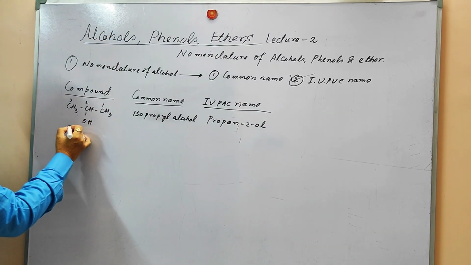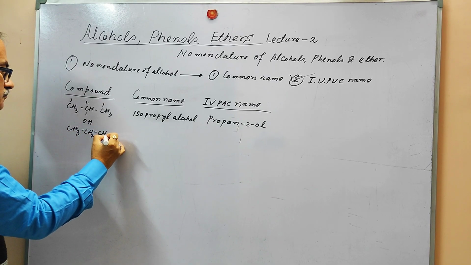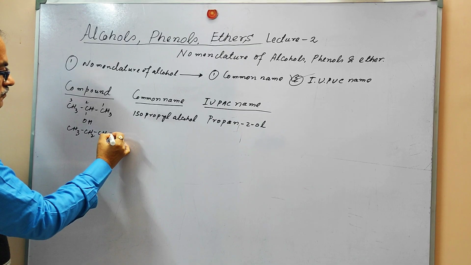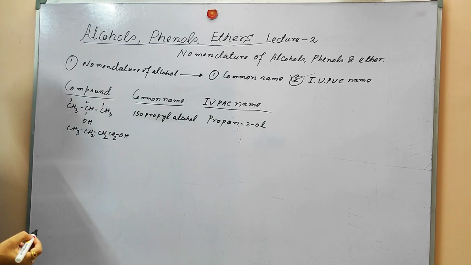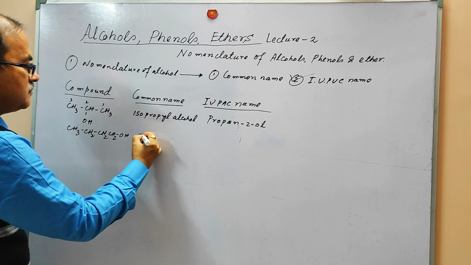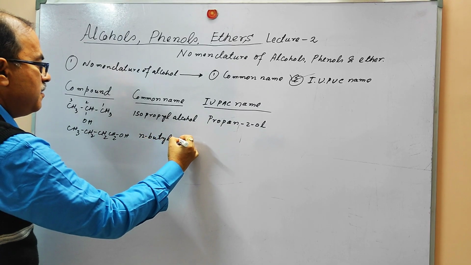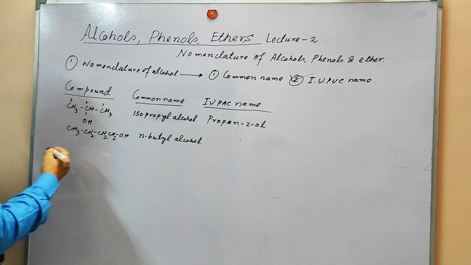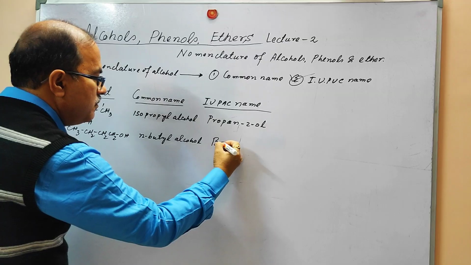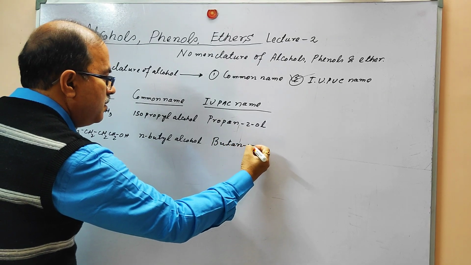Then another compound. The name of the alkyl group is n-butyl, and you have to put the word alcohol. And the IUPAC name is butan-1-ol.